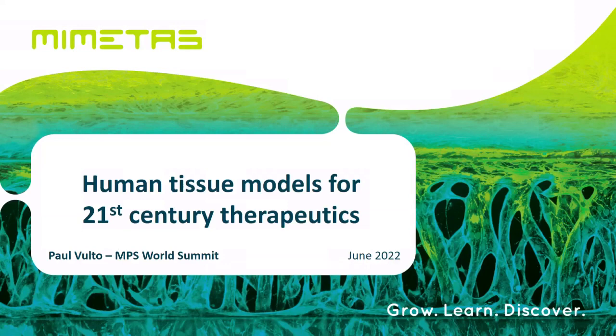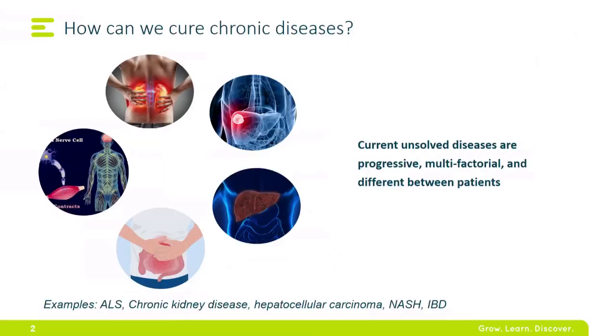And the reason why that's so important is because there are actually so many diseases out there that are unsolved. And then we're talking about typically progressive diseases that are progressive over decades of a patient's life, that are multifactorial in nature, and also very often different between patients. Here is a few examples, right? There's ALS, chronic kidney disease, all kinds of cancers, NASH, IBD.